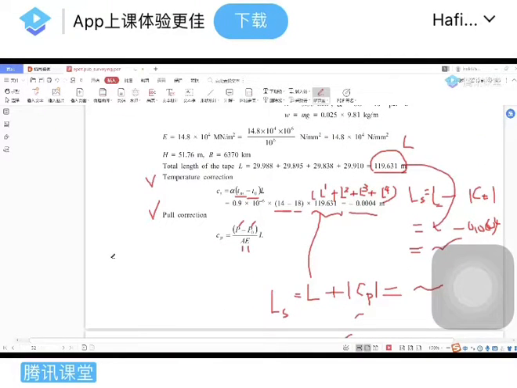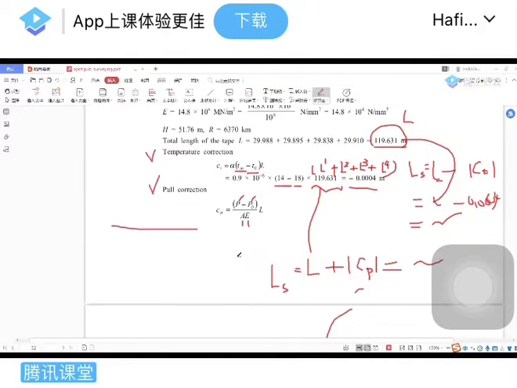Okay, so now consider only these two: correction for temperature and correction for the pull force. How much are we going to get? The final result will be LS. If you only consider these two, the final result LS2 will be how much? L, and correction for the CT. CT is the temperature. And then correction for CP. This is CT, this is CP, the pull force.